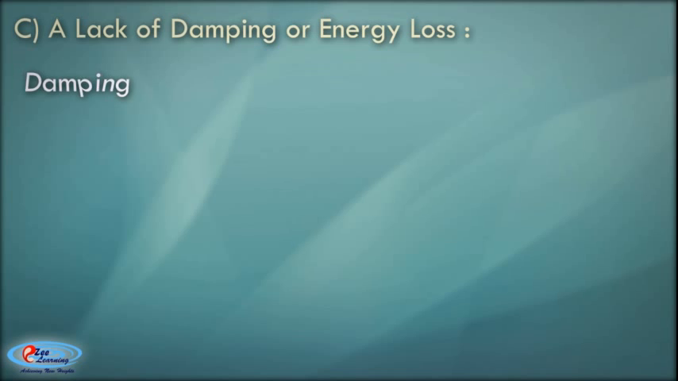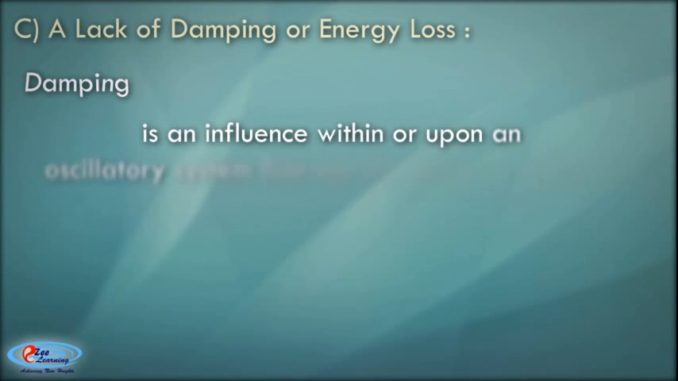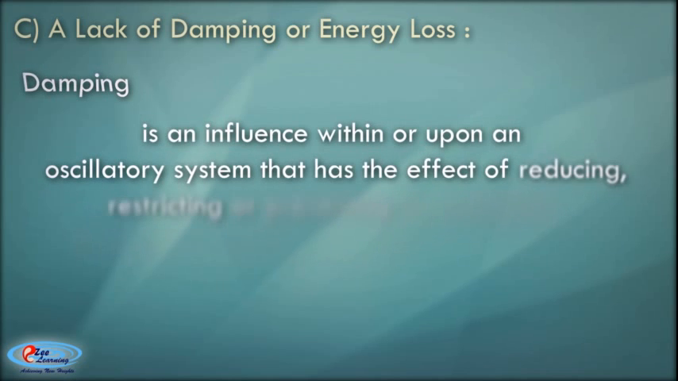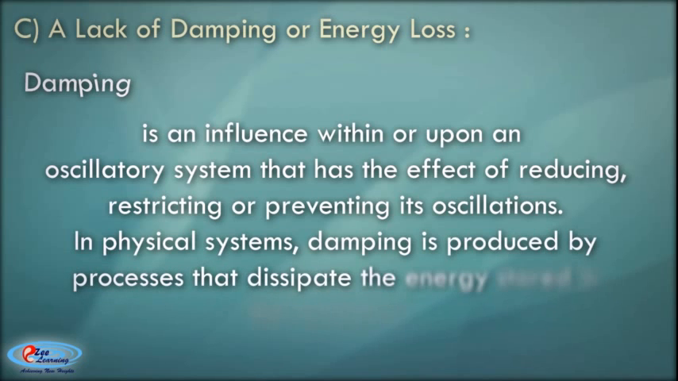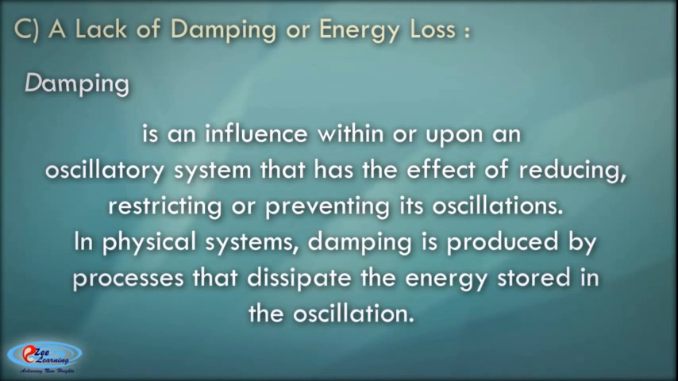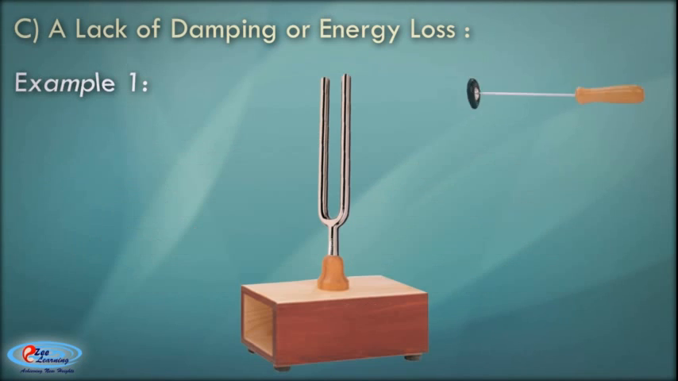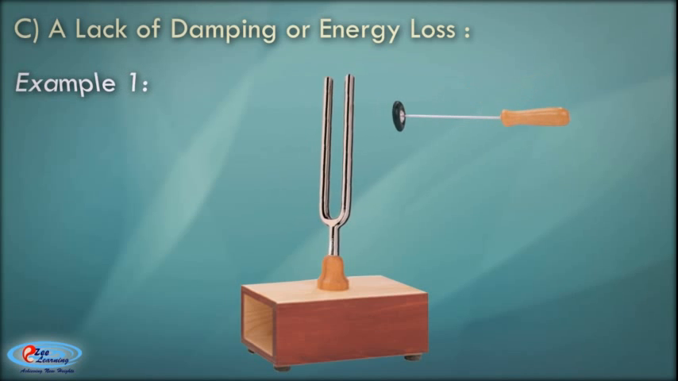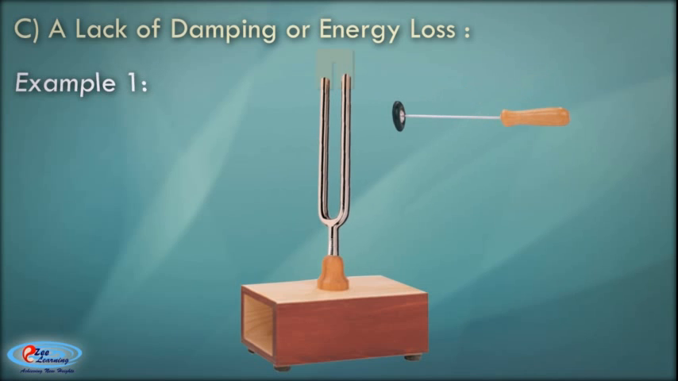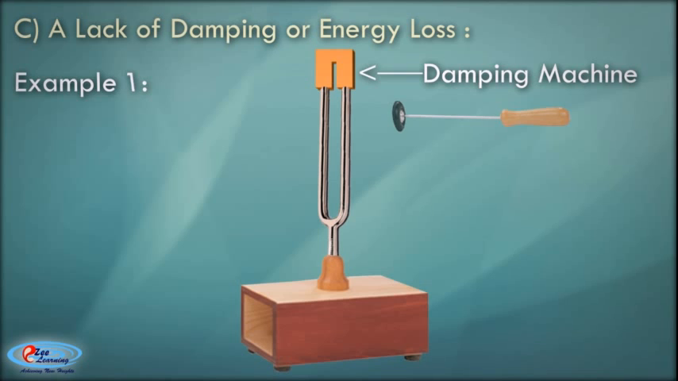Now, what is damping? Damping is an influence within or upon an oscillatory system that has the effect of reducing, restricting or preventing its oscillations. In physical systems, damping is produced by processes that dissipate the energy stored in the oscillation. See the examples. Here the tuning fork is vibrating rapidly, but now we attach the damping system at the top. Now, here, we see the speed of vibration gets reduced.